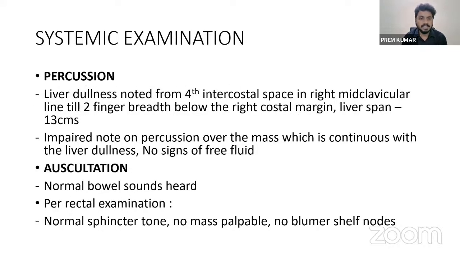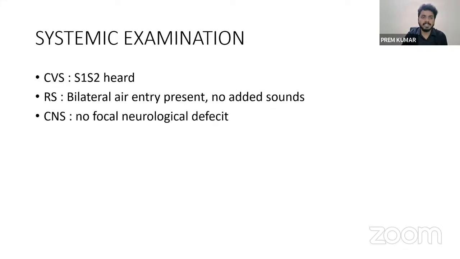On percussion, liver dullness noted from the fourth intercostal space in the right midclavicular line till 2 finger width below the right costal margin. Liver span was 13 centimeters. Impaired note on percussion over the mass, which is continuous with the liver dullness, and no signs of free fluid were present. On auscultation, normal bowel sounds heard. In per rectal examination, normal sphincter, no mass palpable, no rectal shelf was present. Other systemic examination, cardiovascular system, respiratory, and CNS were normal.